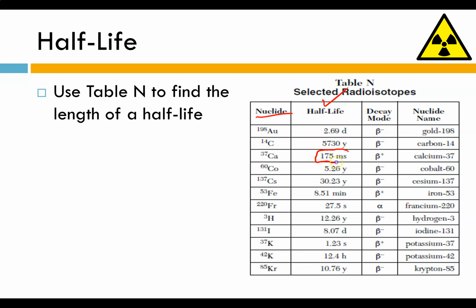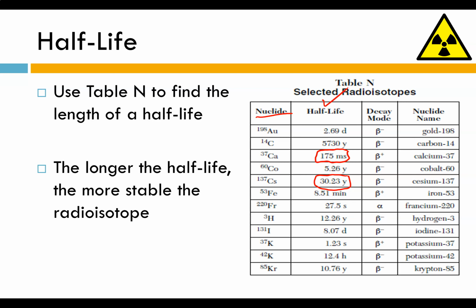Some half-lives are incredibly short. Calcium-37, for example, has a half-life of 175 milliseconds, so it decays extremely fast. On the other hand, something like cesium-137 has a much longer half-life, about 30.23 years. The length of half-life tells me a little bit about stability. Generally speaking, the longer the half-life is, the more stable the radioisotope is. So if we compare calcium-37 and cesium-137, because cesium's half-life is so much longer, it is safe to say that it is most likely more stable than the calcium-37 radioisotope.